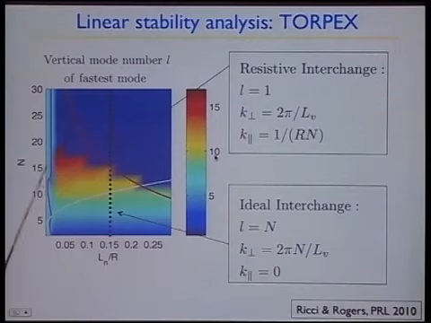So we have plotted, as a function of the number of field line returns and the steepness of the density gradient, what is the vertical mode number of the fastest growing mode. And as you can see, above a certain N, the L is equal to 1. The system is dominated by the resistive interchange mode. For low N, the linear theory shows that L is equal to N, as we expect from a K parallel equal to 0 mode.